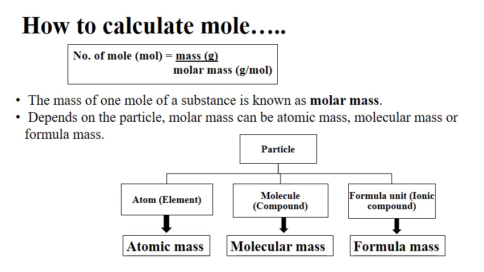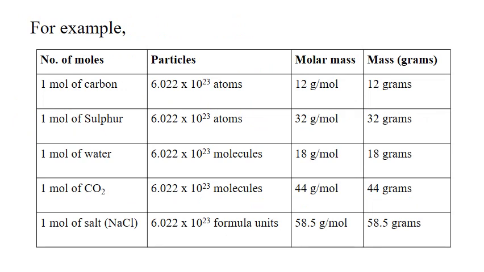And if you're dealing with a formula unit, or your particle is a formula unit and you are dealing with an ionic compound, then for ionic compound you write formula mass, and in the formula up there you will write formula mass instead of molar mass. And you can see these terms: atomic mass, molecular mass, formula mass. All of these terms have already been discussed in previous lectures. Now, to explain this in examples and to relate molar mass with moles, please follow along in this table.